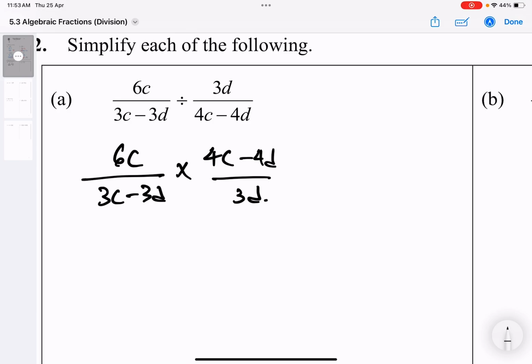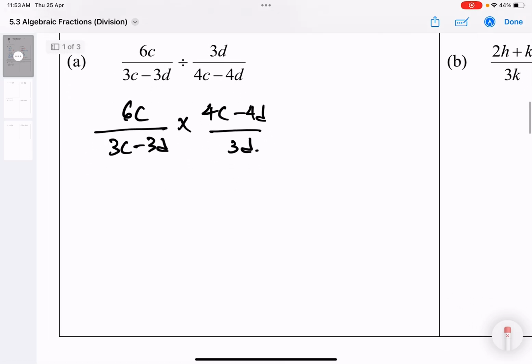Next, I cannot start cancelling straight away, right? Because I see there's plus and minus. So I told you yesterday, if there are plus and minus, what you need to do before that? You need to factorize. And what does factorization mean? Pull out the common terms. So here, you cannot pull out anything. But here, 3c and 3d, what is common? 3. So you can pull out a 3.